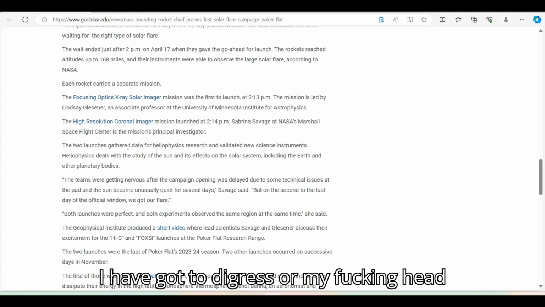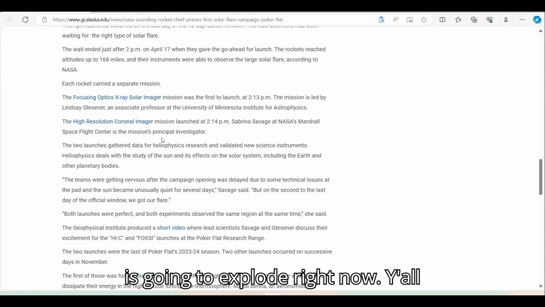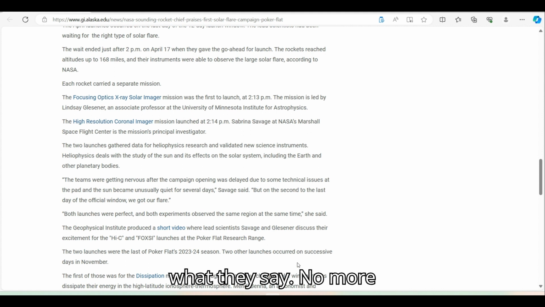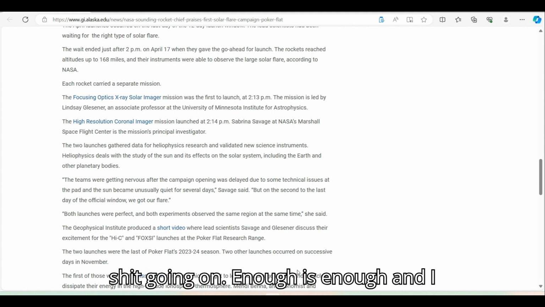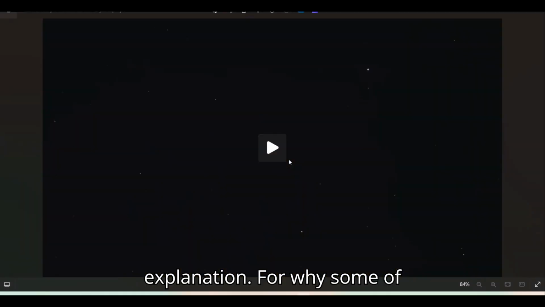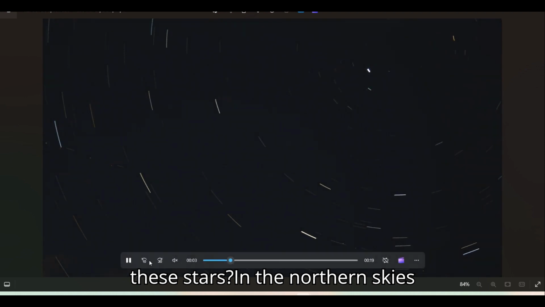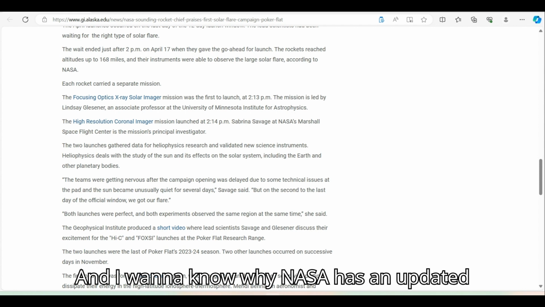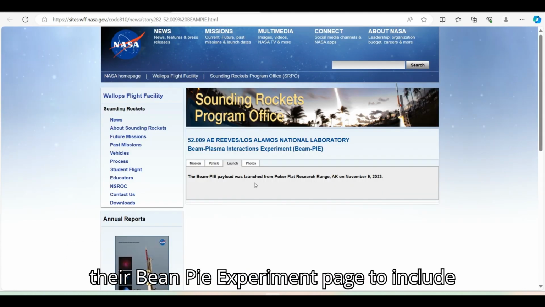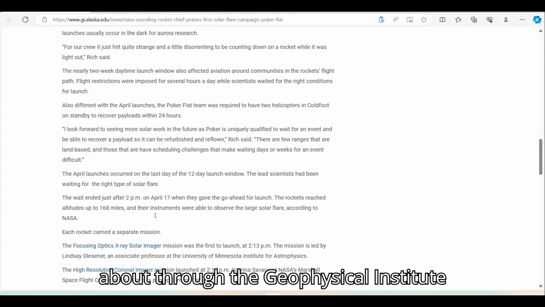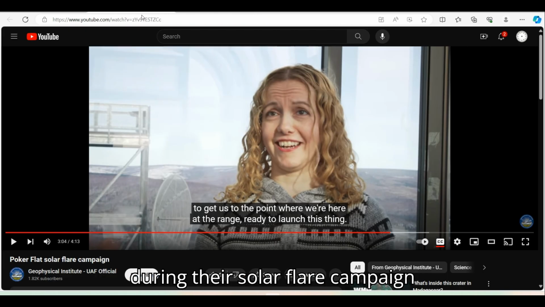But I have got to digress or my fucking head is going to explode right now, y'all. Just stay mindful because things are not what they say. No more people should be dying because of this shit going on. Enough is enough. And I really would like to have some explanation for why some of these stars in the northern skies blacked out back on the 10th, just a week ago. And I want to know why NASA hasn't updated their Bean Pie experiment page to include their recent launch that they confessed about through the Geophysical Institute during their solar flare campaign experiment.